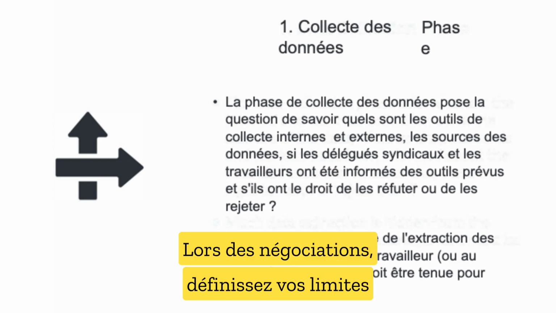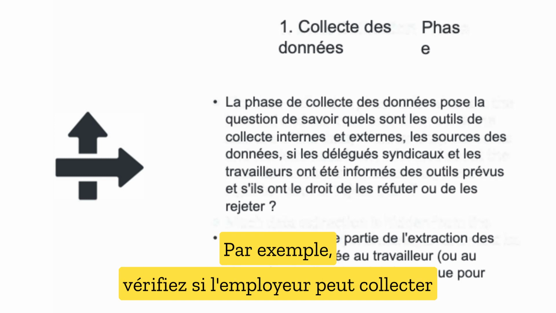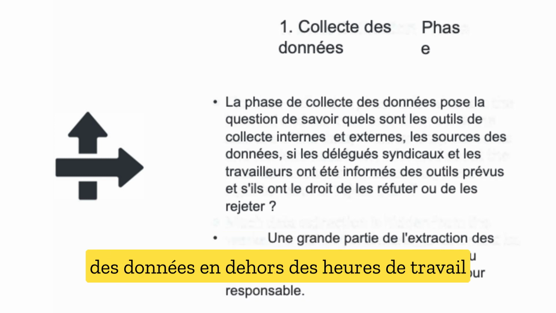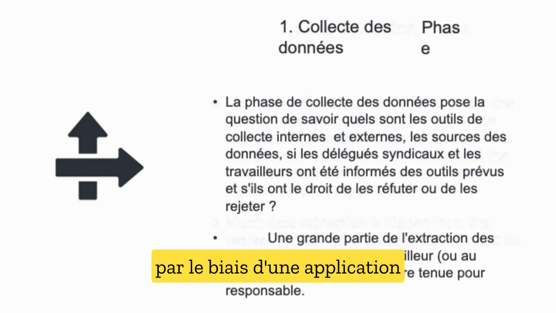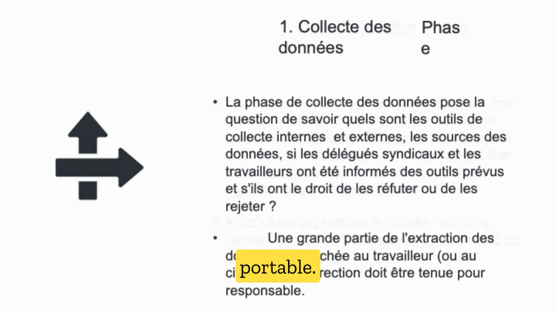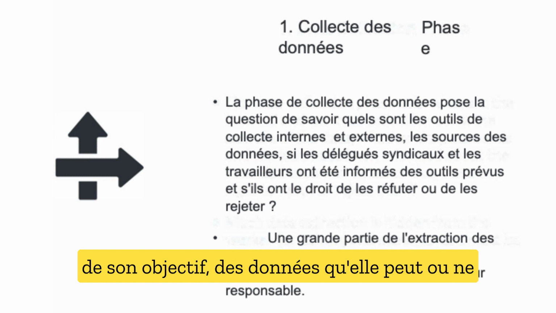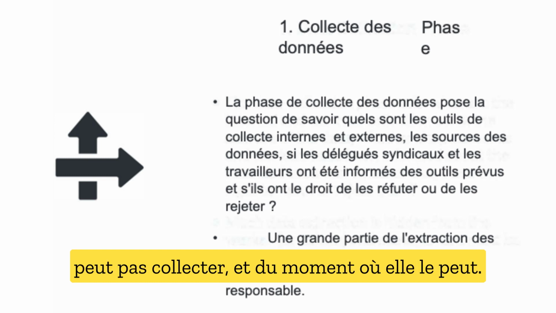When you get to negotiations, define your boundaries for these tools and the data sources. For example, find out whether the employer can gather data outside working hours via an app that you have been required to install on your mobile phone. If so, negotiate around that app, its purpose, the data it may and may not collect, and when.